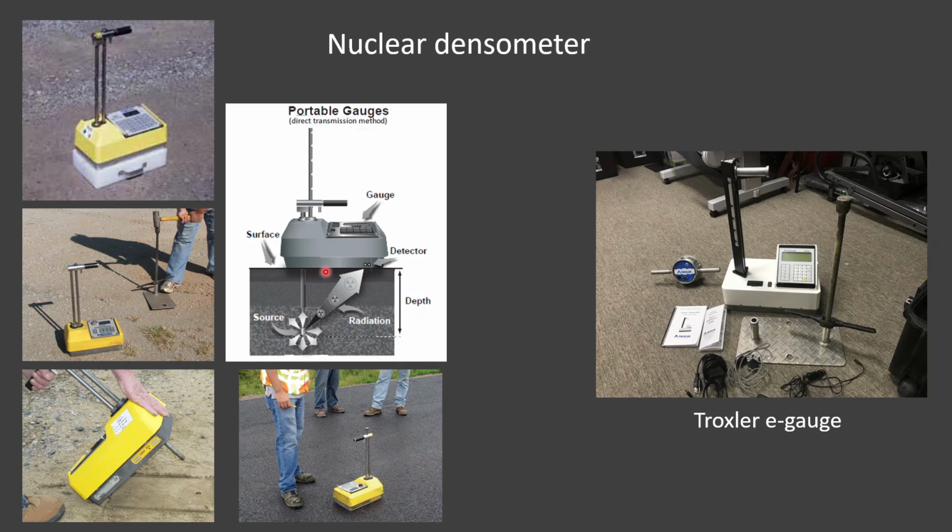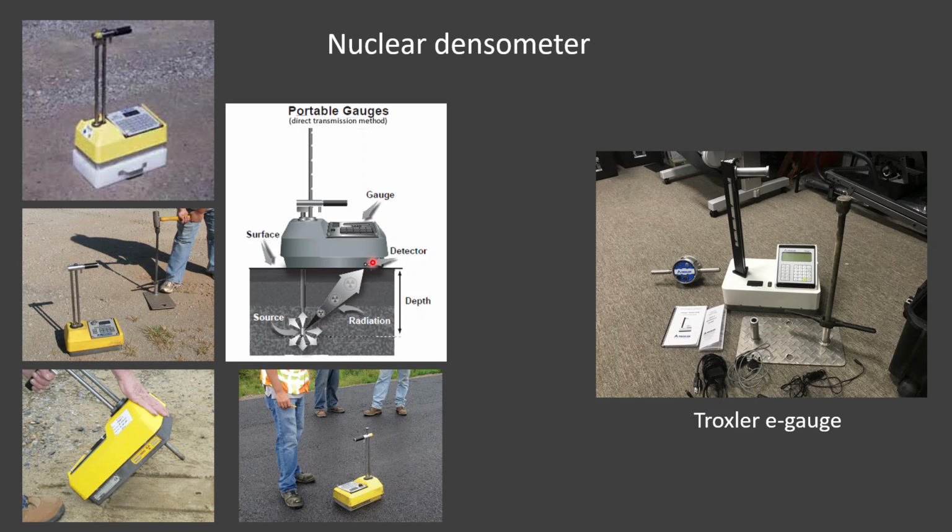You get a more accurate reading when this source rod is inserted at a 6, 8, or 10 foot depth below the ground, because you get this radiation scatter coming up through the soil to the detector. That's called a direct reading. The direct reading on these devices gives you accuracy of less than half a pound per cubic foot. So it's very, very accurate and very, very quick.